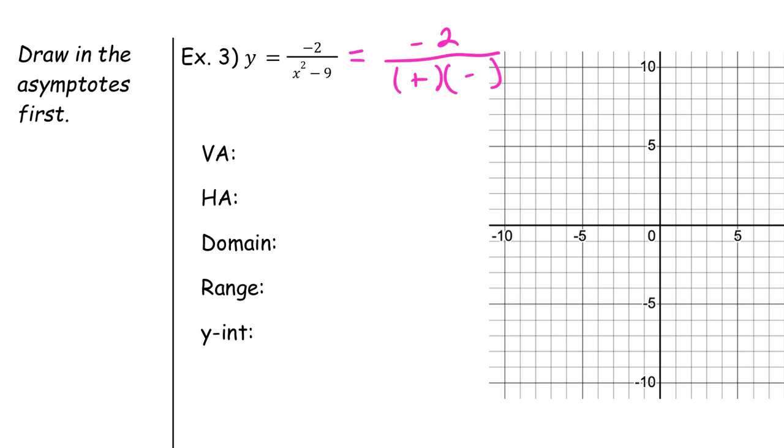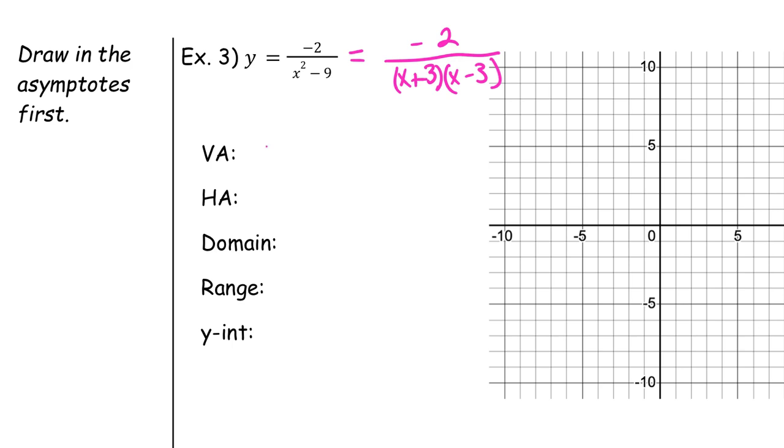Wait, but would it be the same thing? Would it be the same answer? No. It's a difference of squares. So it's going to be x plus 3, and then it's going to be x minus 3. And then you're gonna plug in a 0, so it'd just be the same thing. No, I'm not doing that.